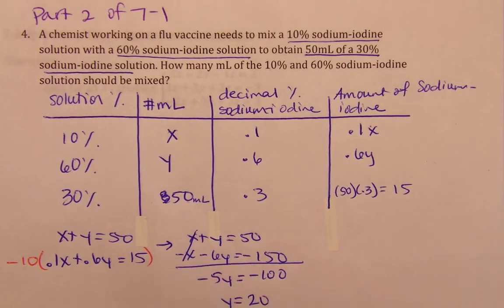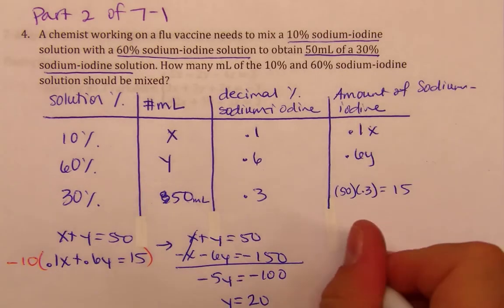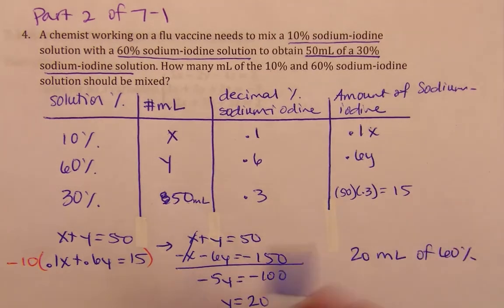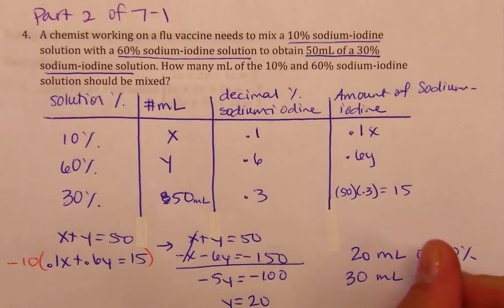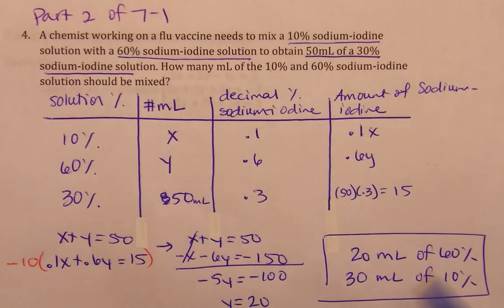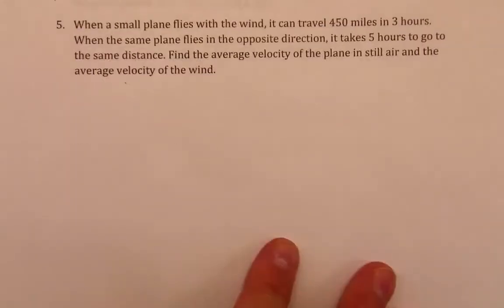So y equals 20. So what that means is we have 20 milliliters of the 60% solution. And if we had a total of 50, that would give us 30 milliliters of the 10% solution. So we always want to answer the question in terms of what they're looking for, not in terms of x and y. Nowhere in the question did they give us x and y. We invented x and y. So we always want to make sure that we're answering it in terms of what the question is actually asking us for. So I'm going to go ahead and move the page up here to our next example.